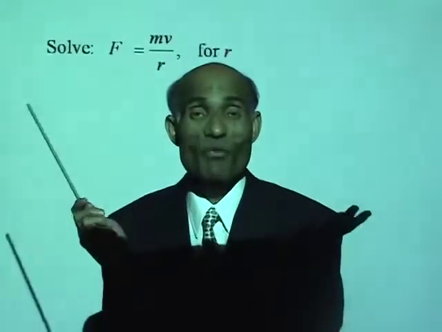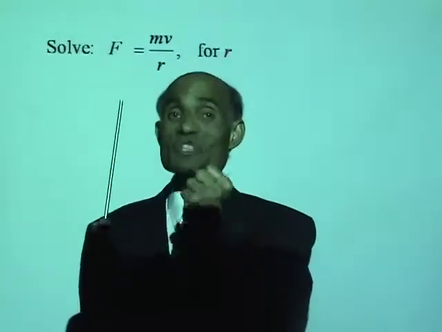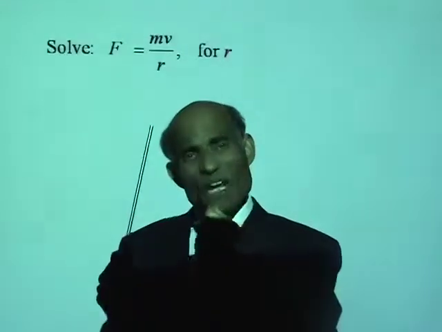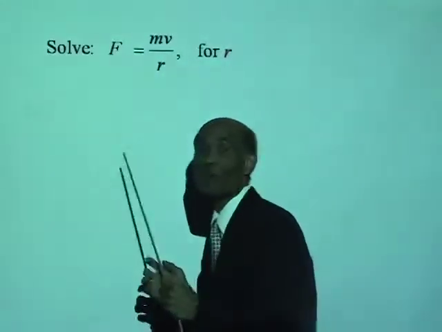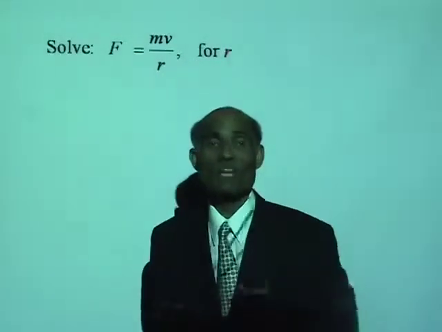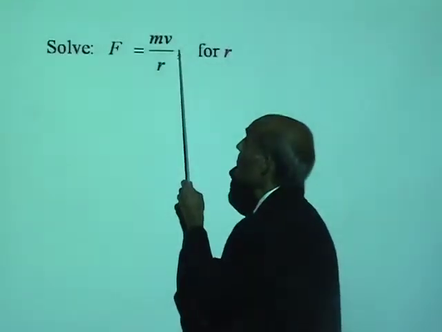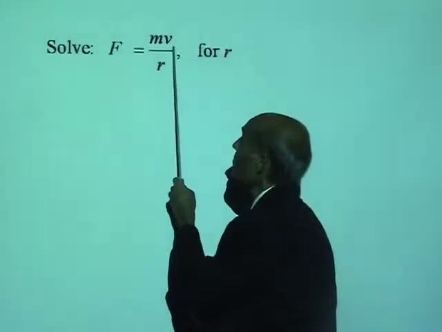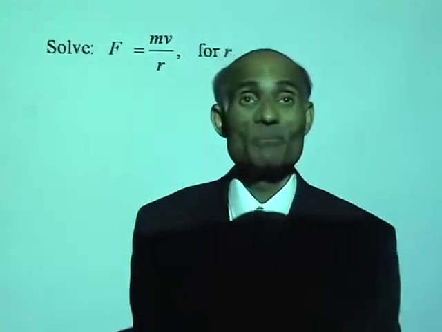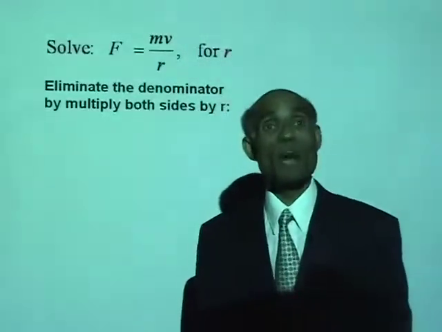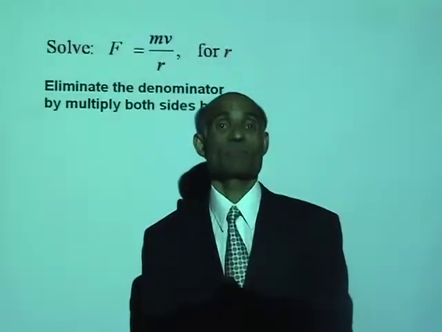Now, irrespective of what we want to solve for, our principle is if you see a denominator, eliminate it. So we have a denominator r here. How will you get rid of that denominator r? Well, simple. Multiply the right side by r and also the left side by r. That is the first thing to do. So eliminate the denominator by multiplying both sides by r.